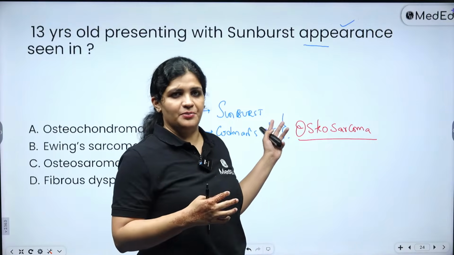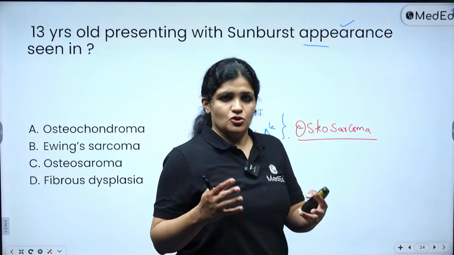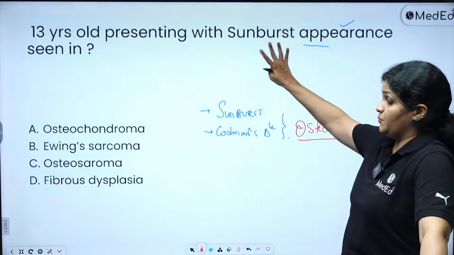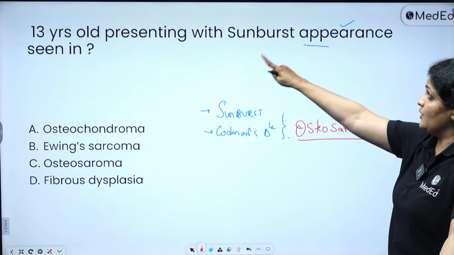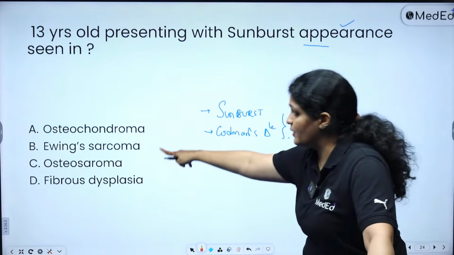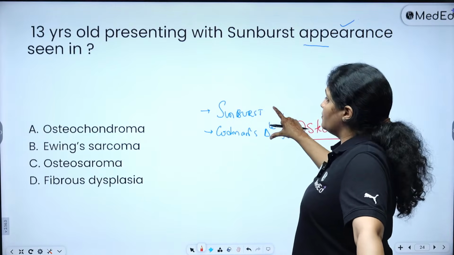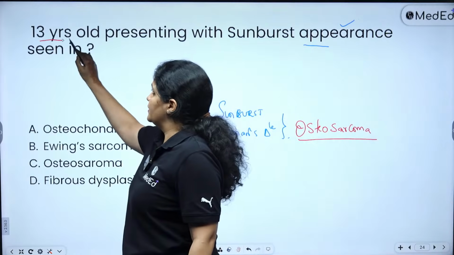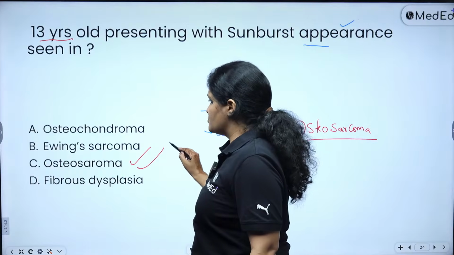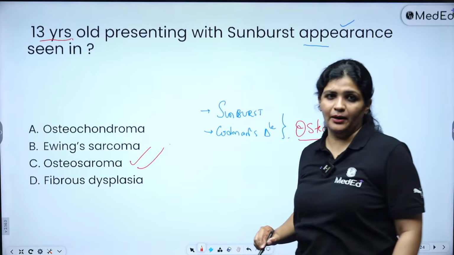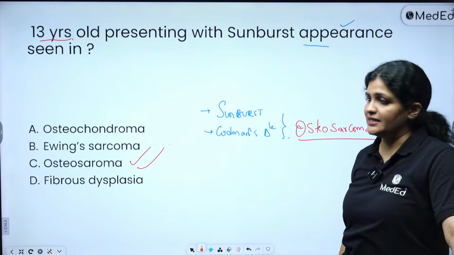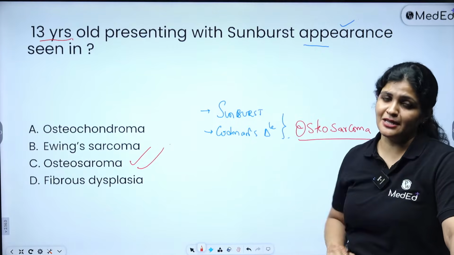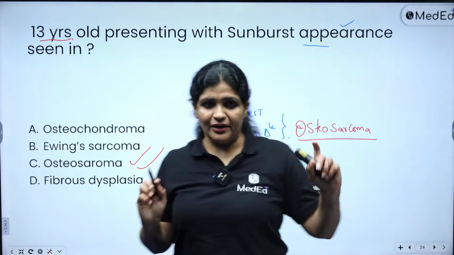But please don't rely only upon the periosteal reaction, because it can be seen elsewhere also. The sunburst appearance can be seen in Ewing's also. So, don't solely depend upon periosteal reactions. Read the question properly, because here it's the second decade with the sunburst appearance, and although other options can make a sunburst appearance, because of the age group we are going with osteosarcoma. So, the answer is osteosarcoma. Yes, very good. But remember, Ewing's also sometimes might present as a sunburst appearance. You have to read the question properly.